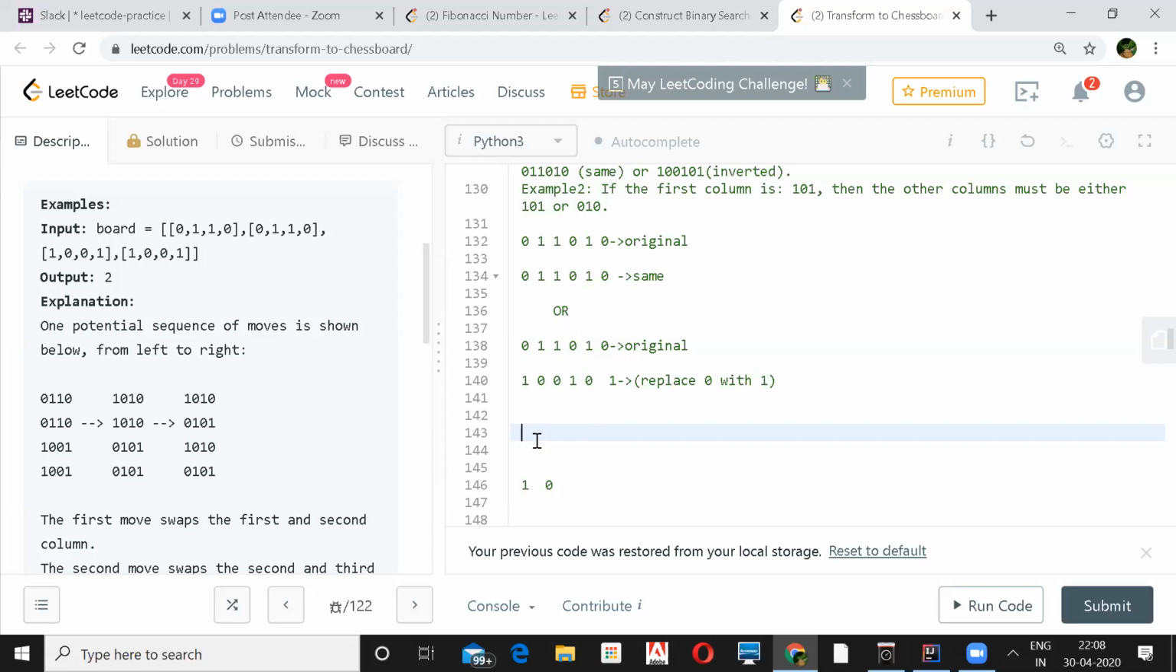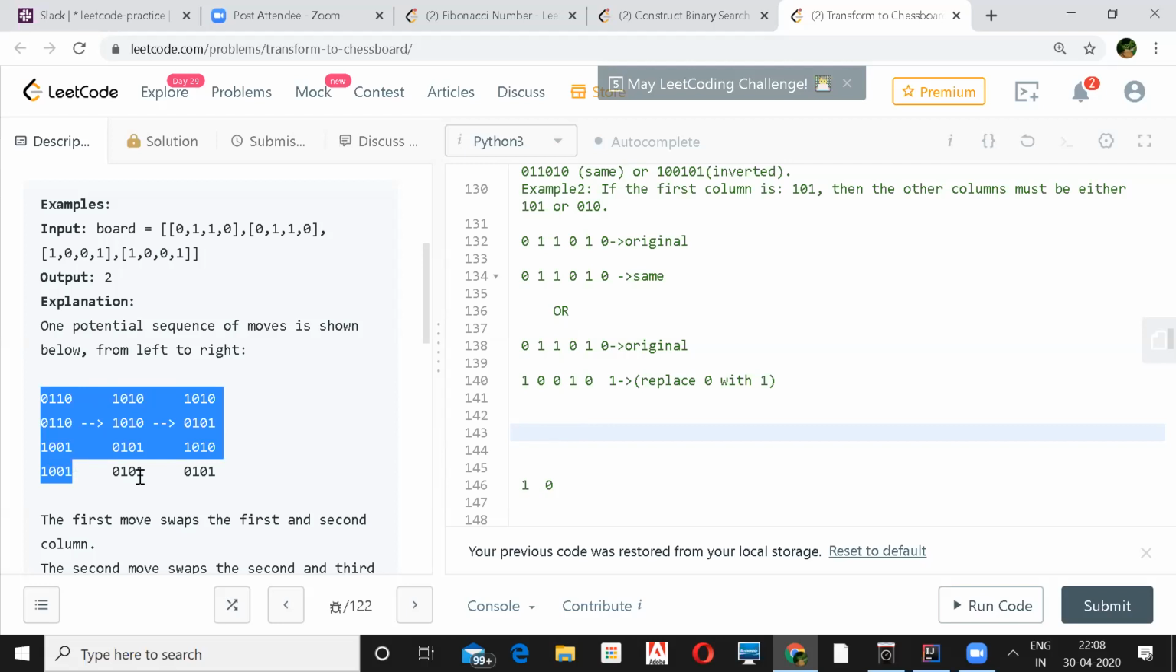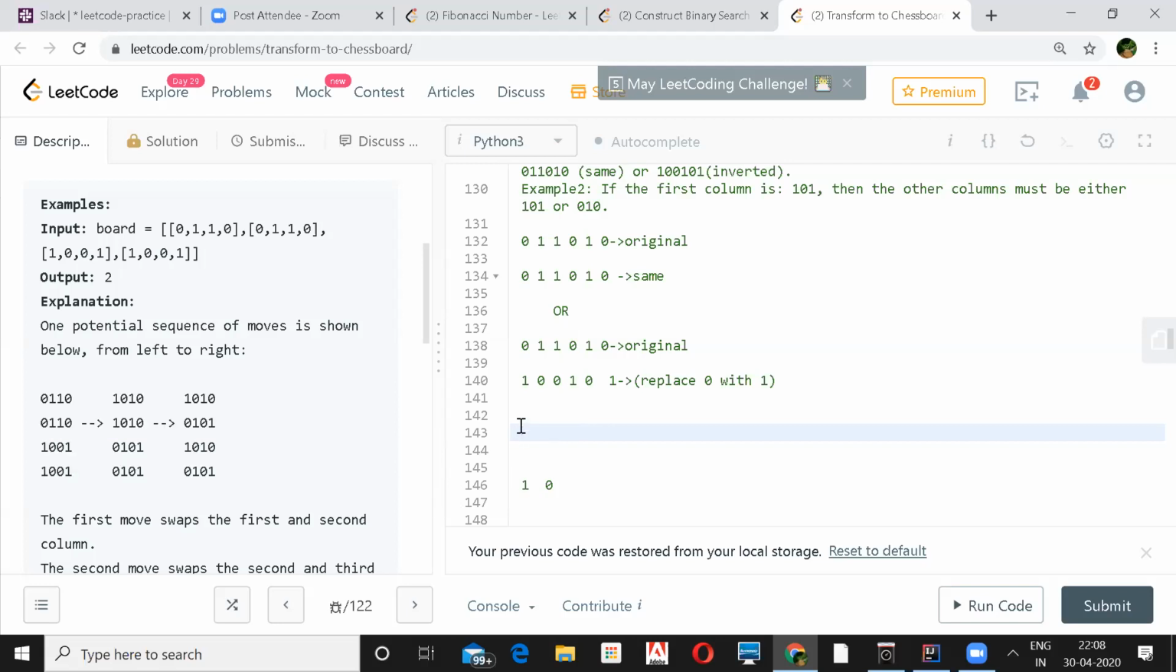Okay, let's take the example. Let 0, 1, 1, 0 repeat 4 times. What are you saying? 0, 1, 1, 0. Yeah, repeat it 4 times. Okay.